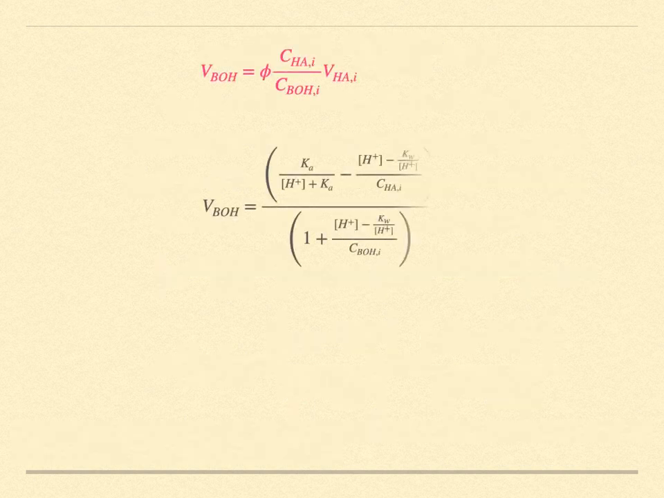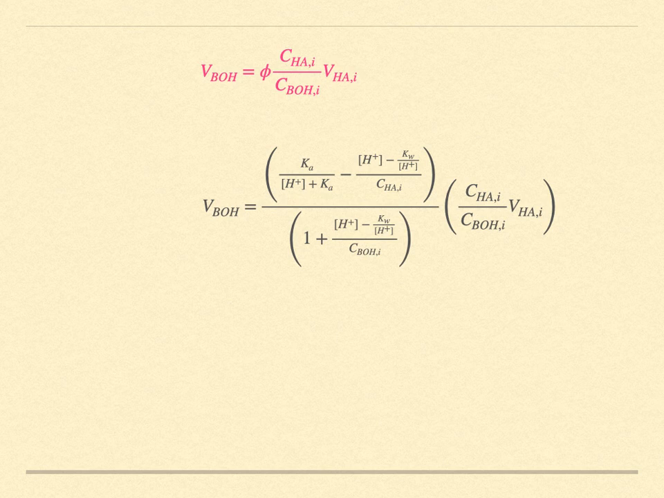The grand conclusion is that we can just rewrite this to solve for VBOH. So look at phi. It consists of two equilibrium constants, Ka and Kw, and the two initial concentrations, that of the weak acid and that of the strong base.